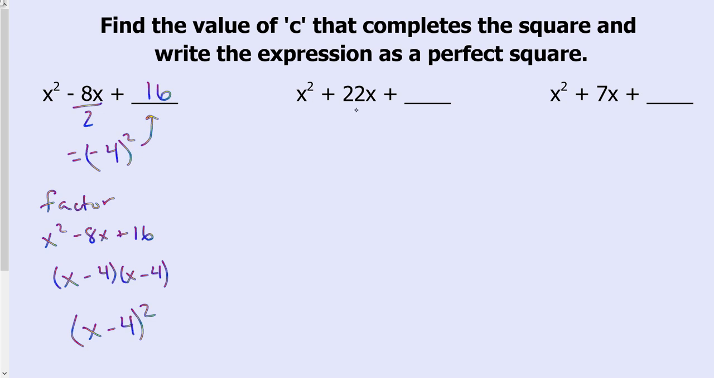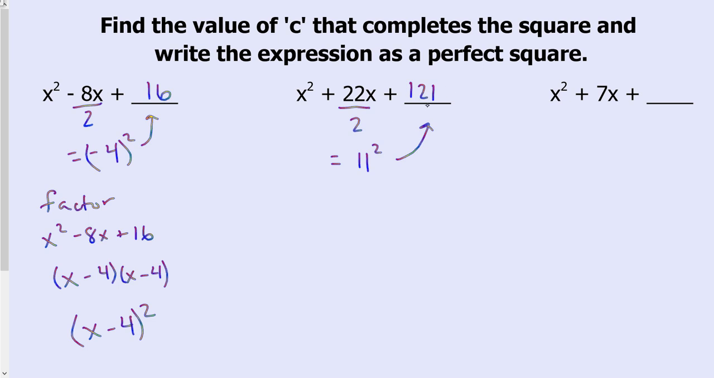All right, so let's take a look at the second one here. We've got x squared plus 22x. What value is going to complete this square? Well, I'm going to take my b term and divide it by 2. 22 divided by 2 is equal to 11. If I take 11 and I square it, I get 121. So 121 is the value of c that completes the square.